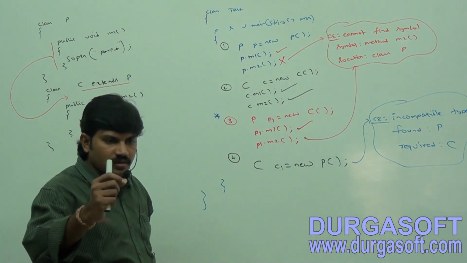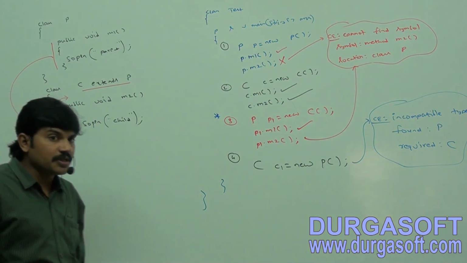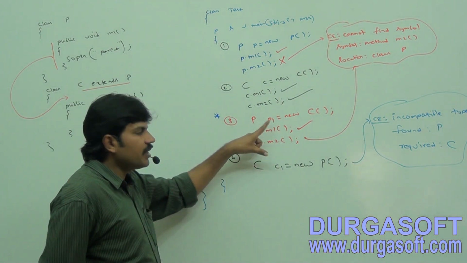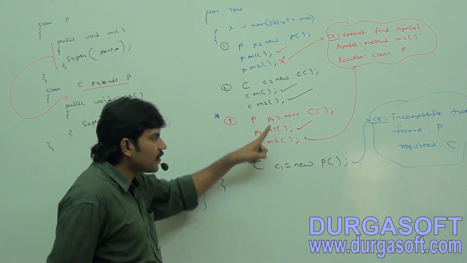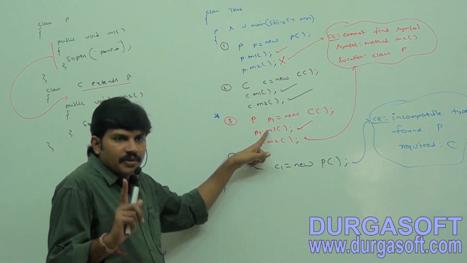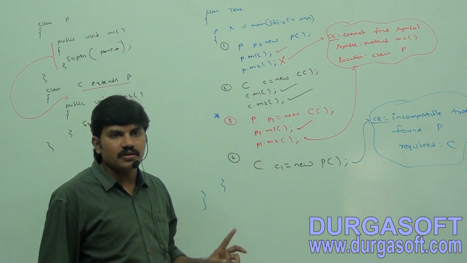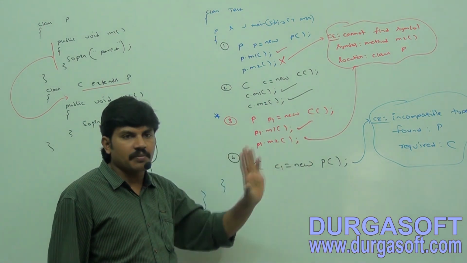Okay, this is the next, third point. This is a bit dangerous. Let me repeat. Parent reference can be used to hold child object, but by using that reference we can call only the methods available in parent class. Child specific methods we can't call. By mistake, if you try to call a child specific method, immediately you are going to get a compile error.